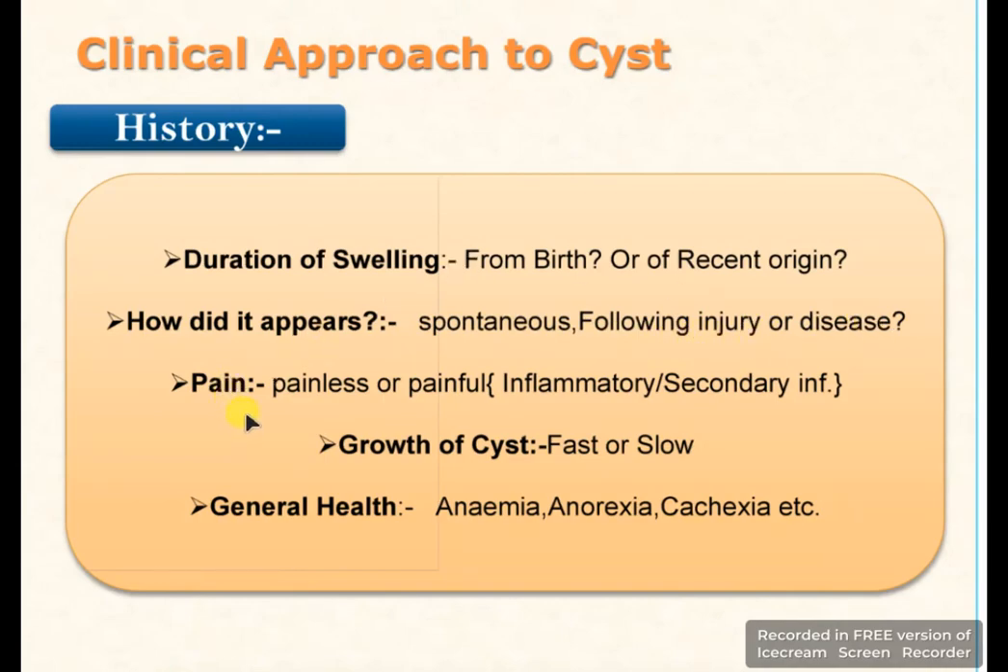Third point is pain. Is the swelling painless or painful? Usually with inflammation or secondary infection, the cyst may be painful. Fourth point is growth of a cyst. Is the cyst growing fast or slowly? And the last is general health of the patient. Is the patient suffering from anemia, anorexia, cachexia? These points of history are important for diagnosis of a cyst.